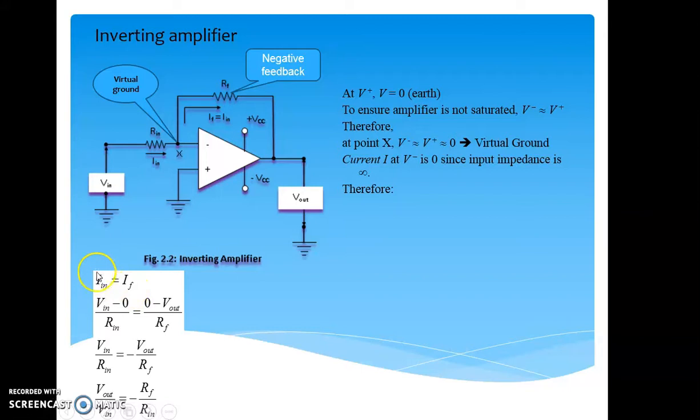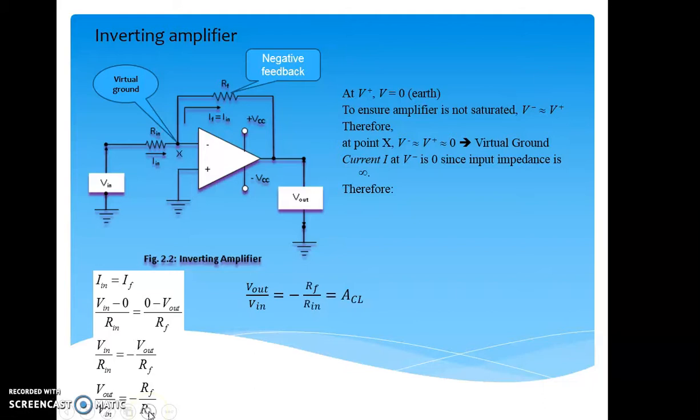Now let us calculate the input current. This is the input voltage minus the voltage at this point, that is 0, divided by the resistance. So that is Vin minus 0 divided by Rin. That is the same as the feedback current, which is the voltage at this point, 0, minus the output voltage, divided by the feedback resistor. So we get Vin upon Rin is equal to minus Vout upon Rf. Therefore Vo upon Vin is equal to minus Rf upon Rin.